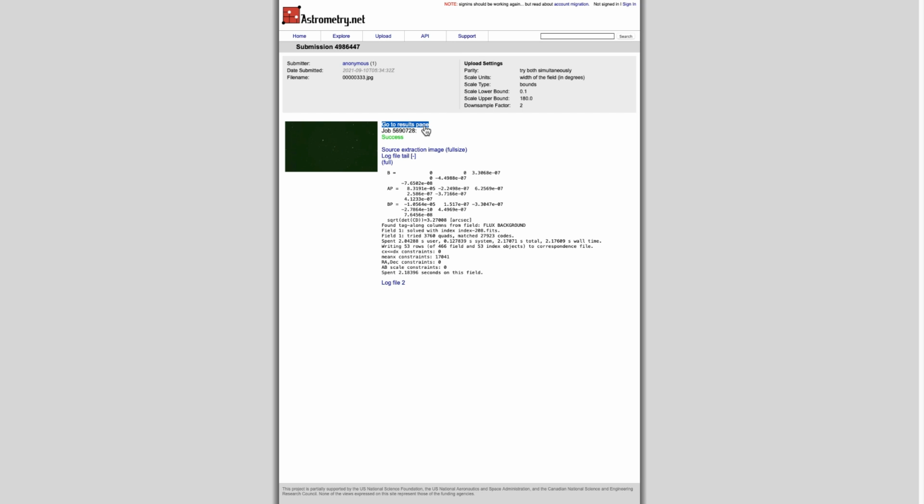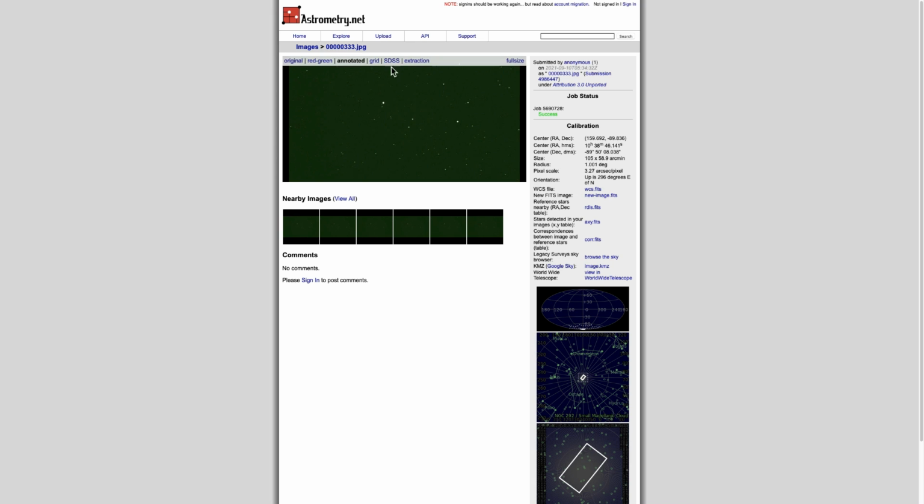We now go to the results page. And if we overlay the grid, you can see that we are in fact looking at the south celestial pole. We have additional information over here. The size of the image is 105 by 58.9 arc minutes, so roughly 1 degree by 1.7 degrees field of view. We also have images down here that show us where our photograph is in relation to other objects in the sky.